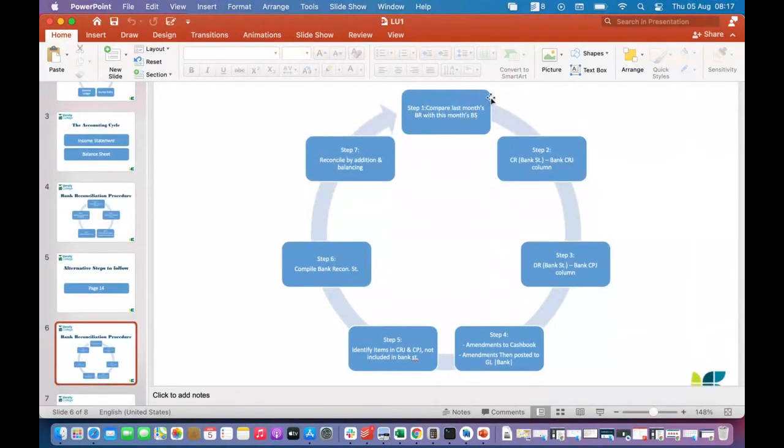Okay, so we are done now with step number 1. We've compared last month's bank reconciliation with this month's bank statement. Cool. All right, then we move on to step number 2. We want to compare the bank column in the cash receipts journal to that of the credit side on the bank statement. Since we don't have the actual cash receipts journal, we want to compare the deposit slips.